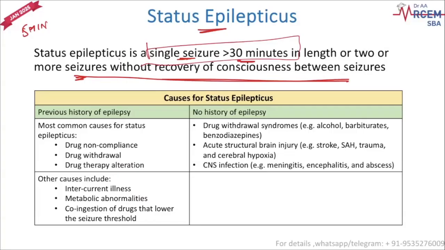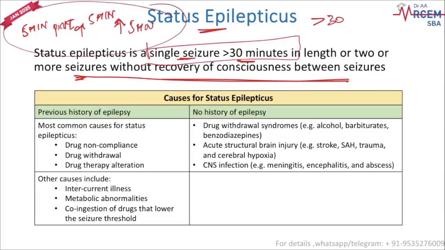Here what happens is, while he is in the post-ictal state, there is one more episode of seizures which might last for 5 minutes. Again, he is in the post-ictal state, but he has not recovered completely. Again, he has one more seizure. So if this totally is more than 30 minutes, then again we call it status epilepticus, because this patient has not recovered consciousness completely in between the episodes.